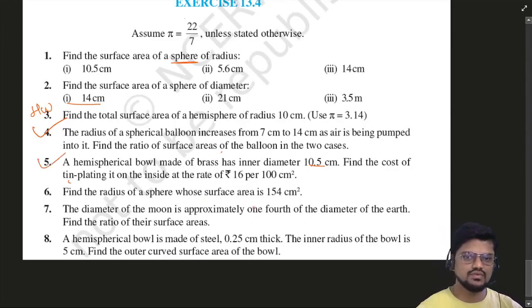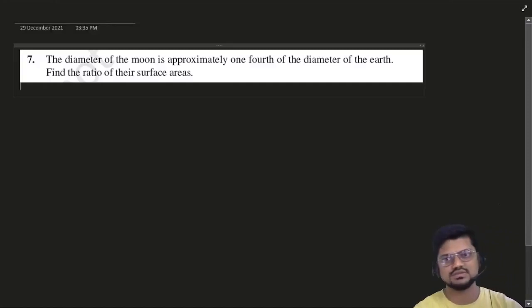Find the radius of a sphere whose surface area is this. You can solve this question in your homework. The diameter of the moon is approximately 1/4 of the diameter of the earth. Find the ratios of their surface area. It is almost the same. But they have not given any radius over here. So what will be the ratio of their surface areas?